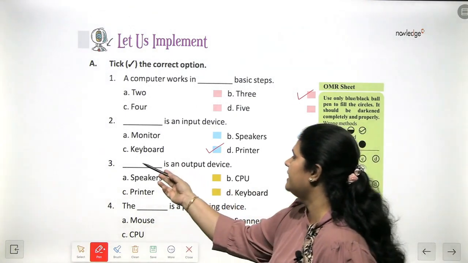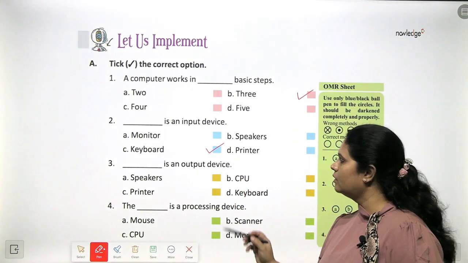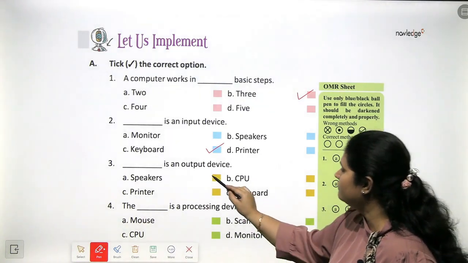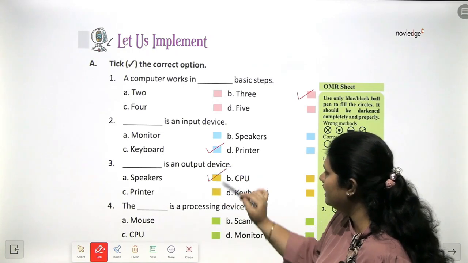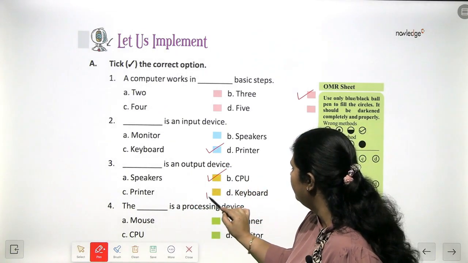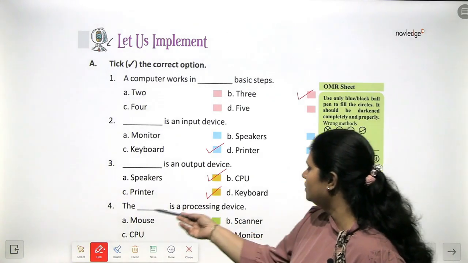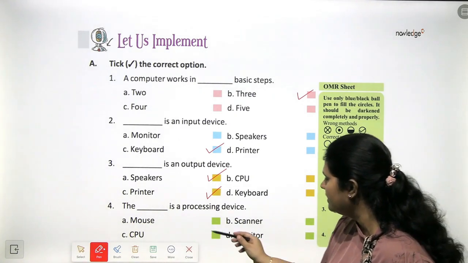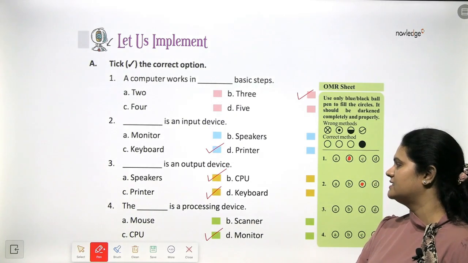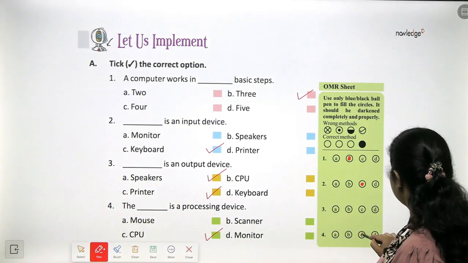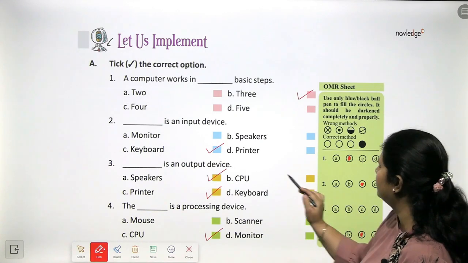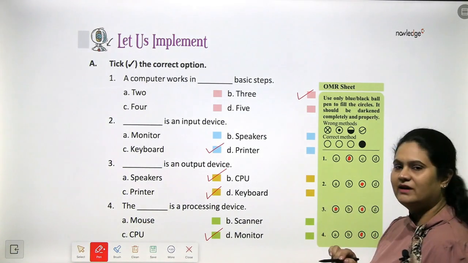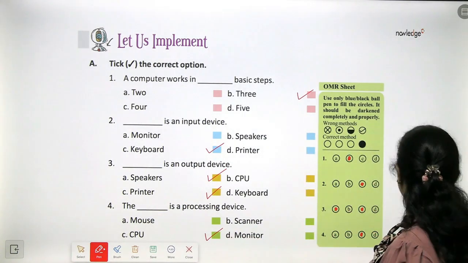Let's fill the bubble with C written on it. Number 3 says dash is an output device. So we have speakers, CPU, printer, keyboard. So we have 2 correct answers here. That is, speakers are also an output device and the printers. Right? Now, fourth one says the dash is the processing device. Which one of these is correct? CPU is the processing device. Right? So we will fill C over here. Right? And for the third one, answer is A and C both. Right, children? Okay. Let's move on.